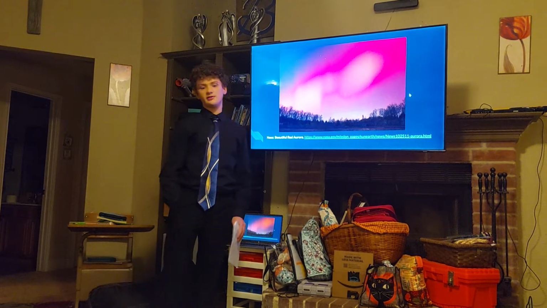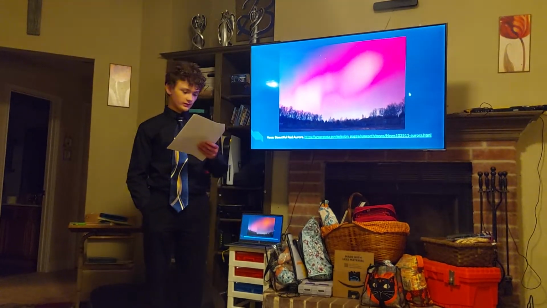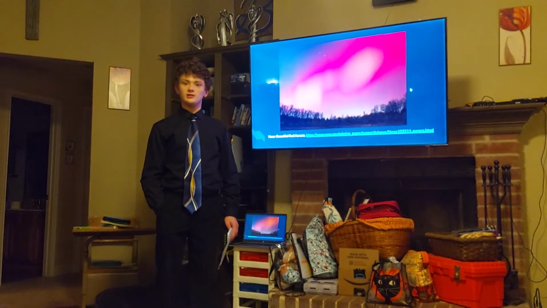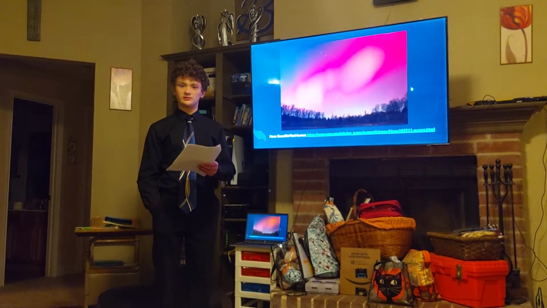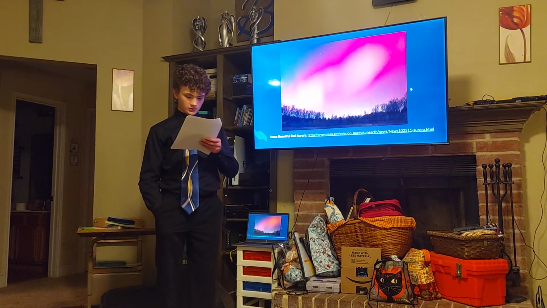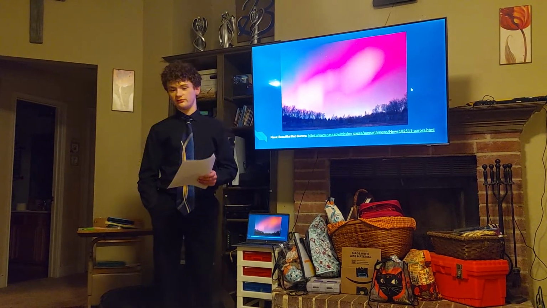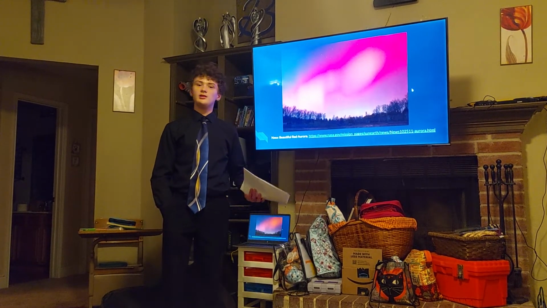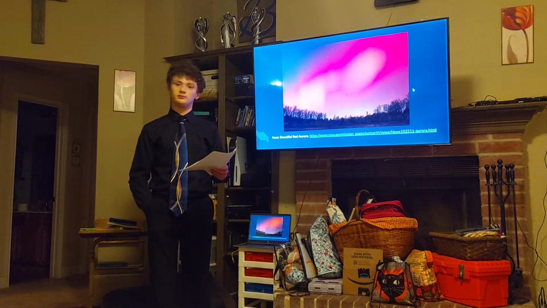However, the ionosphere is created by solar energy, and solar activity can change its properties, which is how you get the auroras. Now, this knowledge was incredibly useful during World War I and World War II because they could use it to send radio signals all over the world.